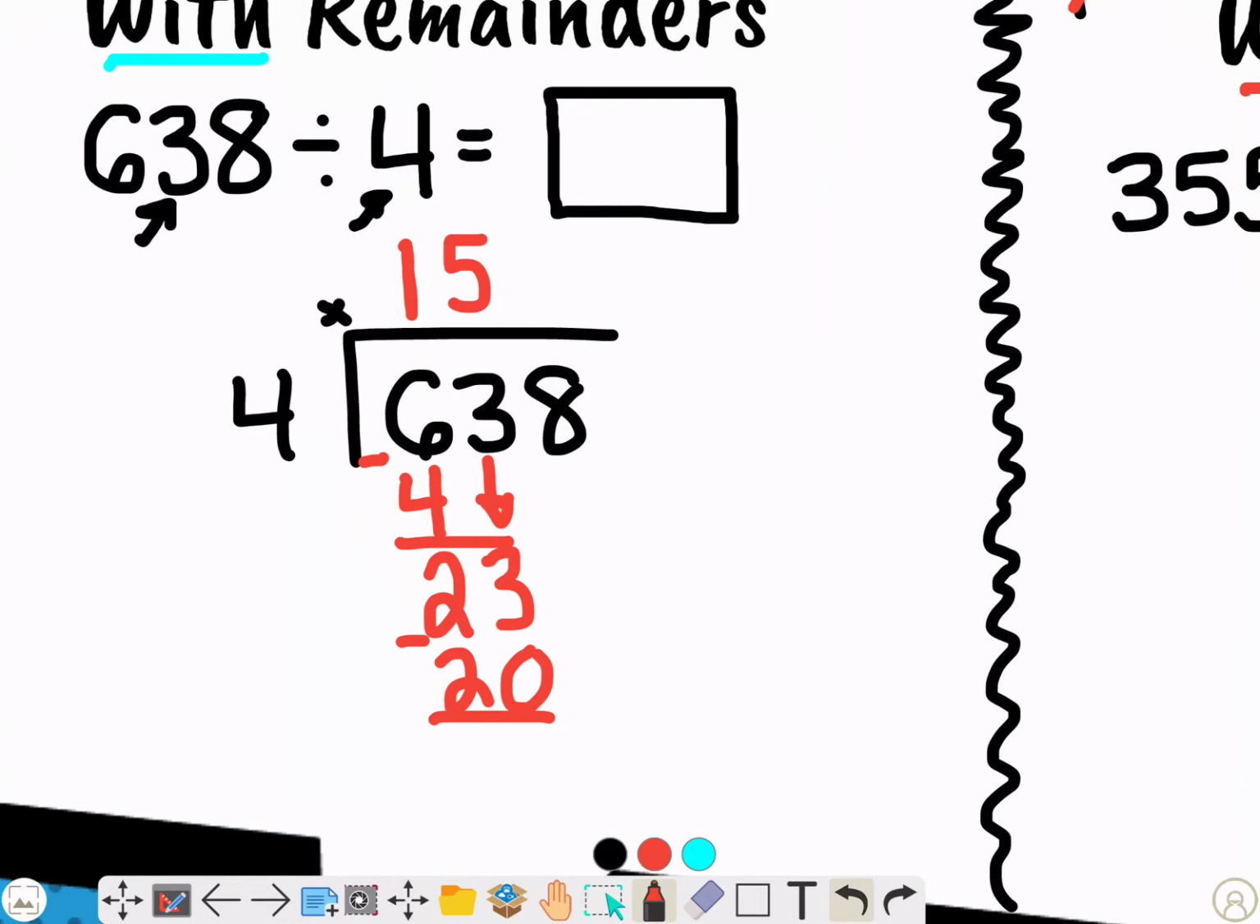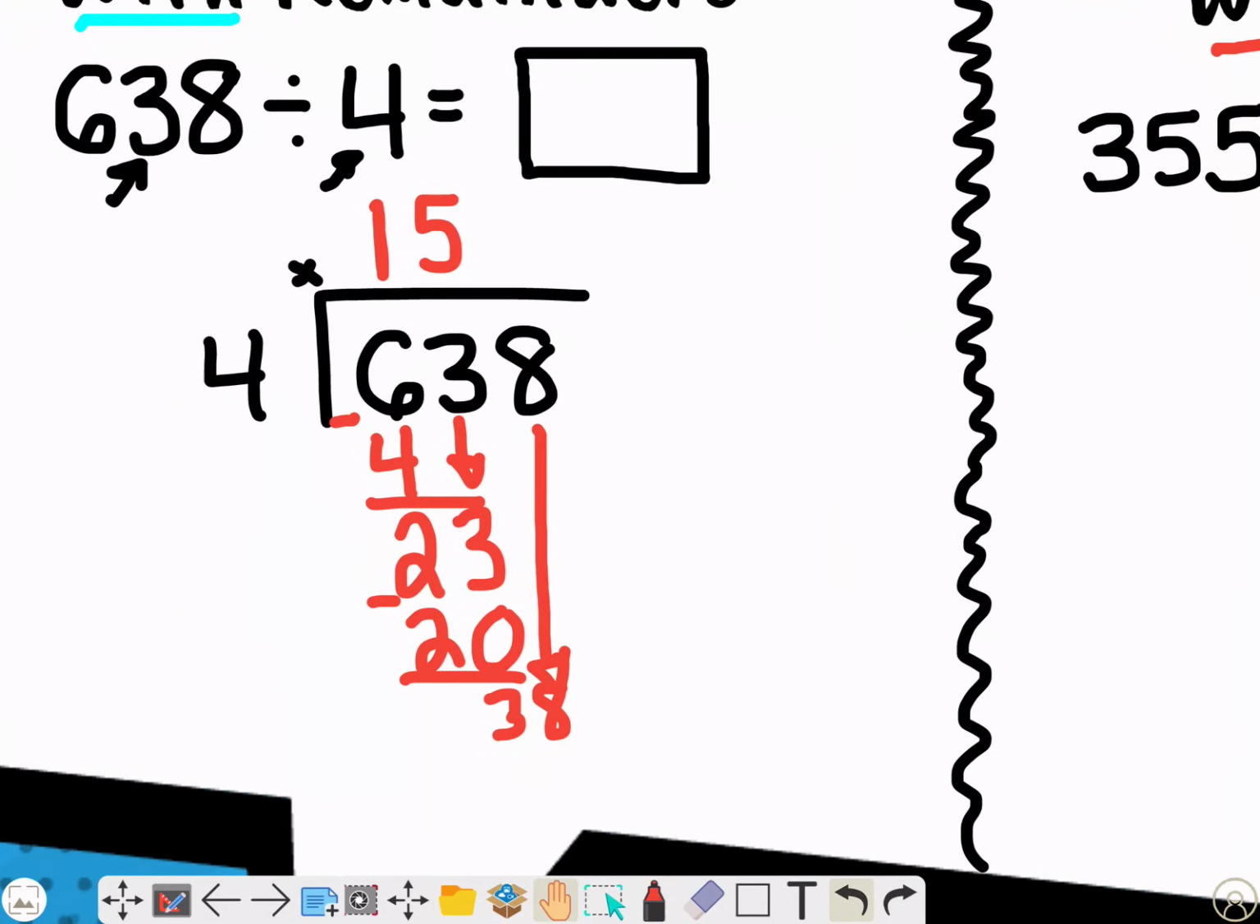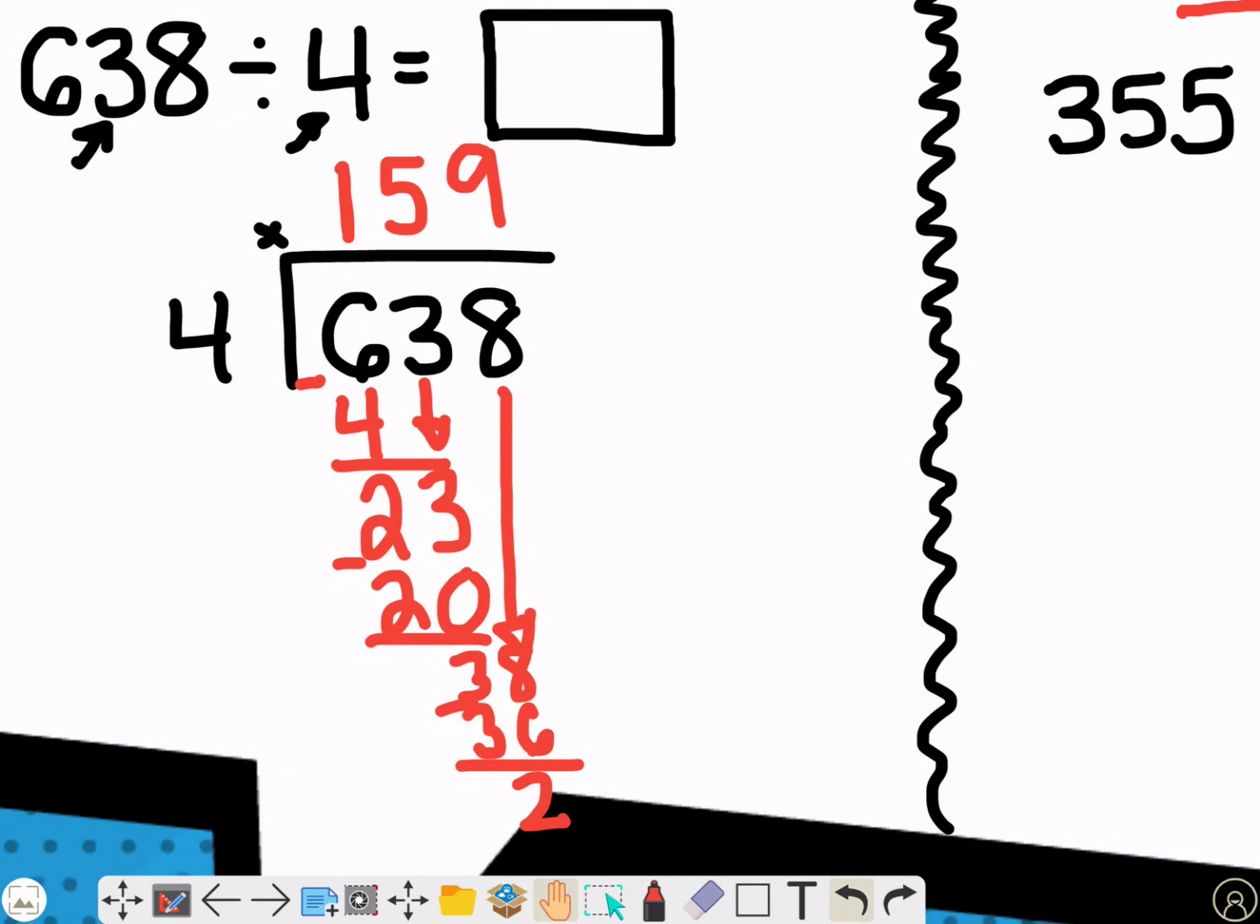I subtract and get 3, and I bring down my 8. So if I have 3 tens and 4 people, there's not enough tens to go around. Bring down your 8 and say, okay, now I have 38 ones. How much can each person get? Skip count by 4. 4, 8, 12, 16, 20, 24, 28, 32, 36, 40. 40 is too much. So 9 times 4 is 36, and I subtract, and I get 2. And if I look down here, I have a 2, and I don't have any other numbers to bring down. So that's saying I would have a remainder of 2 because I have 2 left over.